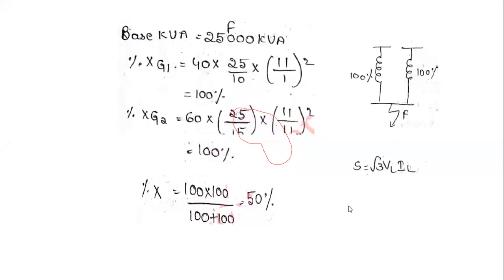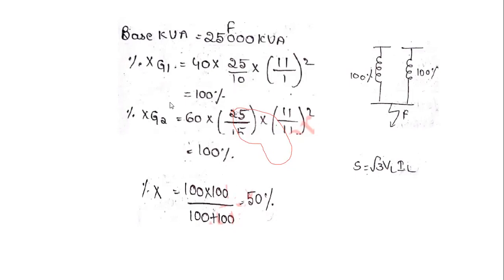We consider this as 11 kilovolts. The kV base by kV value is 11 by 11. This is also 11. So 40 into 25 by 10 into 11 by 11 whole square is equal to 100%. Therefore Xg1 is equal to 100%.